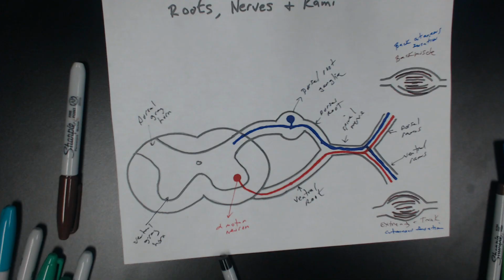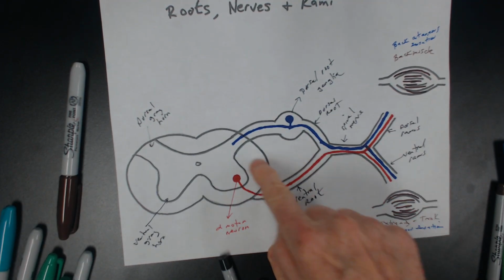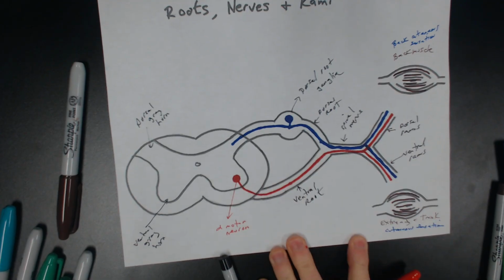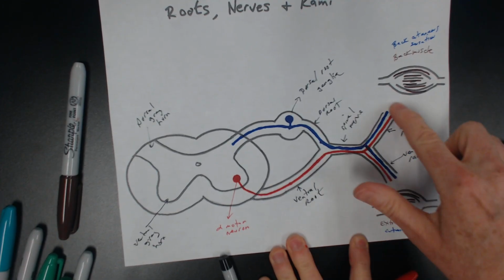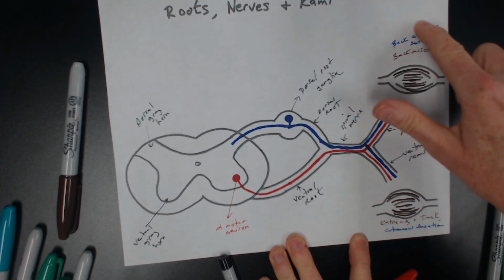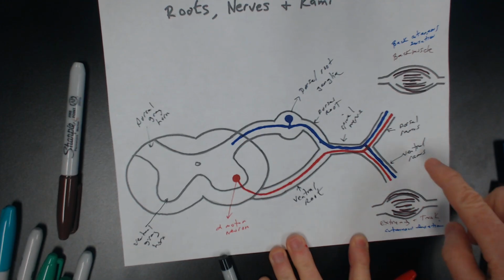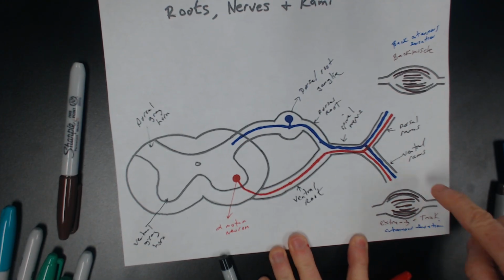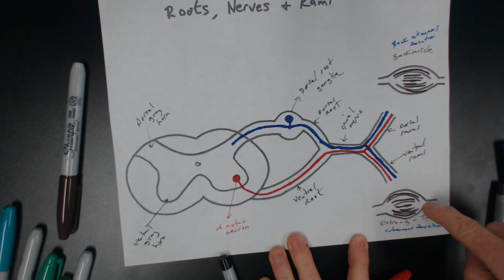So the point here is you guys should know what the root is. Here are the ventral root and the dorsal root. Dorsal root only carries somatosensory information. Ventral root only carries motor information. Spinal nerve is a mixed bag. Dorsal ramus carries motor and sensory information destined for back. Ventral ramus carries motor and sensory information destined for trunk and extremities.